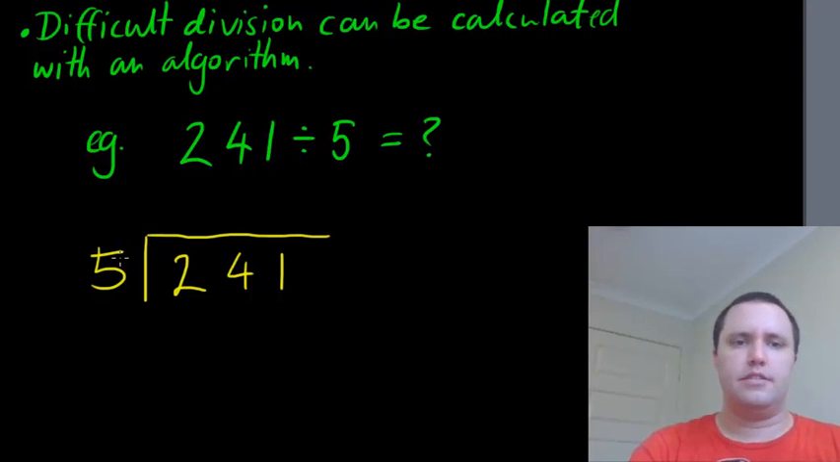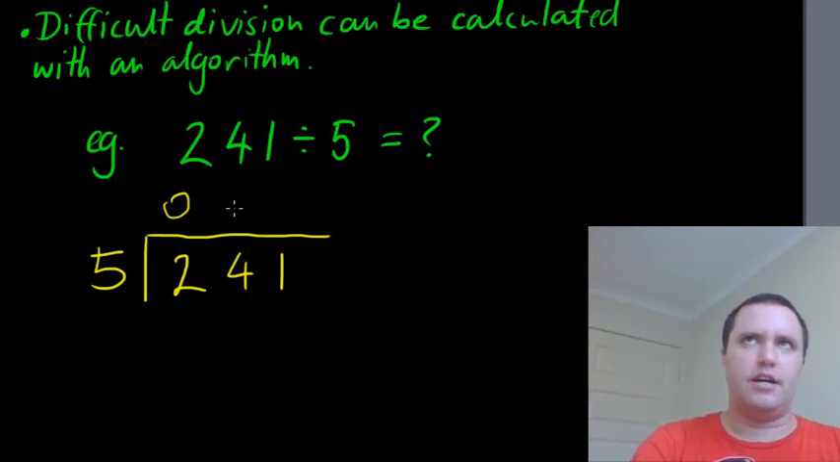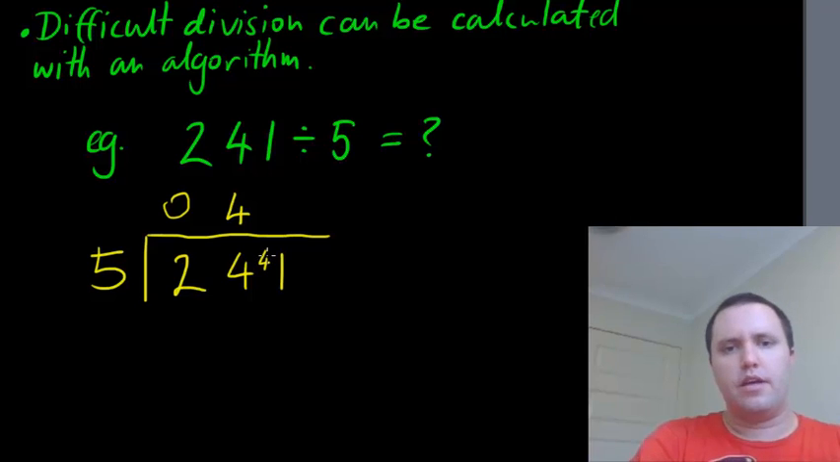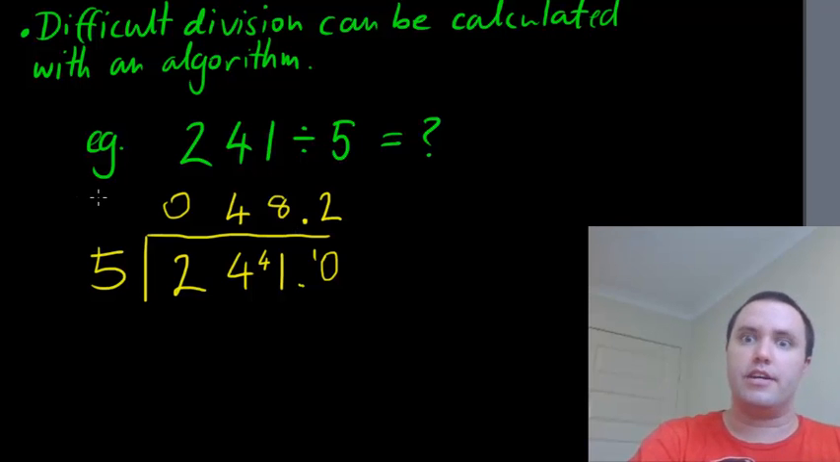Okay, right. So we ask ourselves, 5 into 2, none. How many 5s go into 24? Well, it turns out that there are 4 of them with 4 left over. How many 5s go into 41? There are 8 of them with 1 left over. How many 5s go into 10? 2. So 48.2. How exciting.